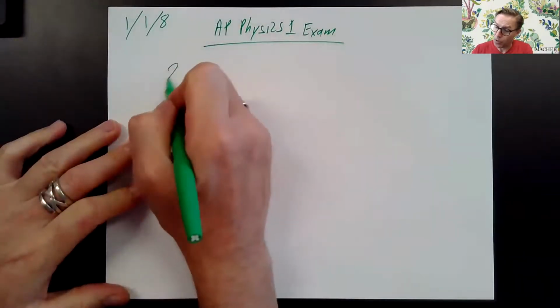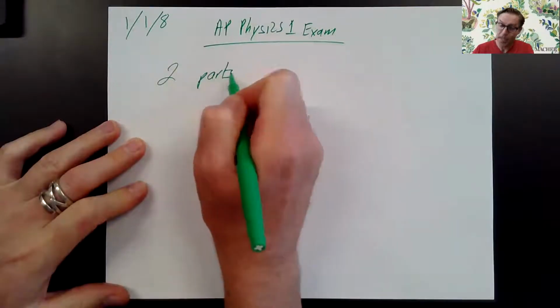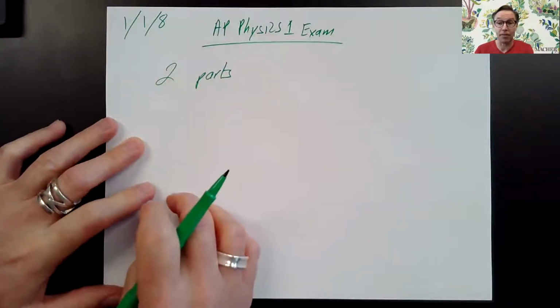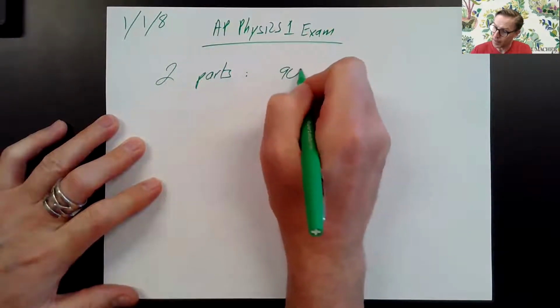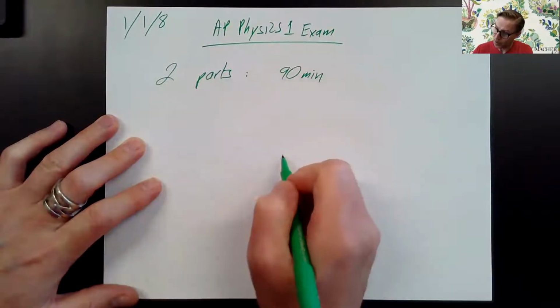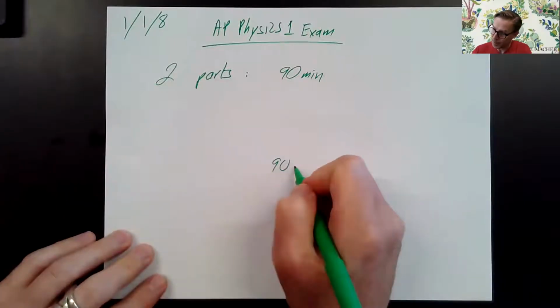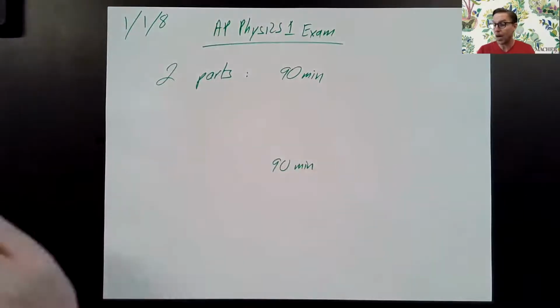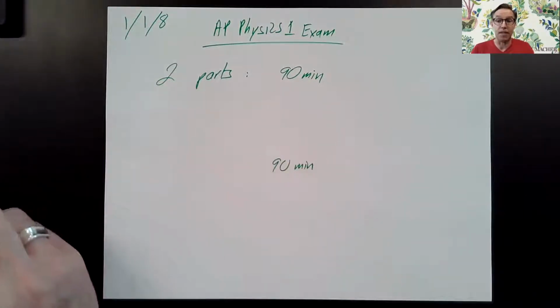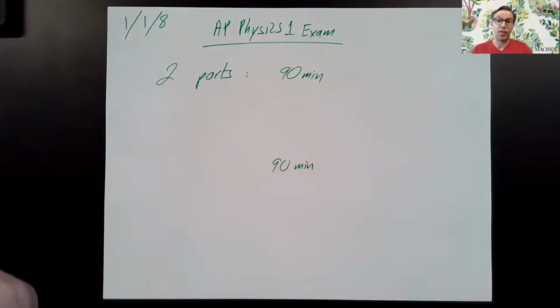But first of all, it has 2 parts. Each part is an hour and a half long, or 90 minutes long. So part 1 is 90 minutes. Part 2 is 90 minutes. There's a little break in between. In both parts of the exam, you will be provided with the equation sheet that I gave you in class. If you lose the equation sheet, just Google AP Physics 1 equation sheet and boom, it'll come up for you.